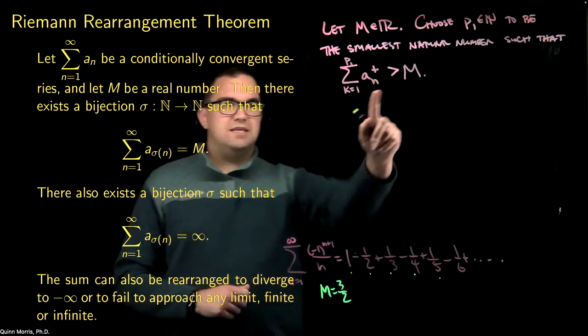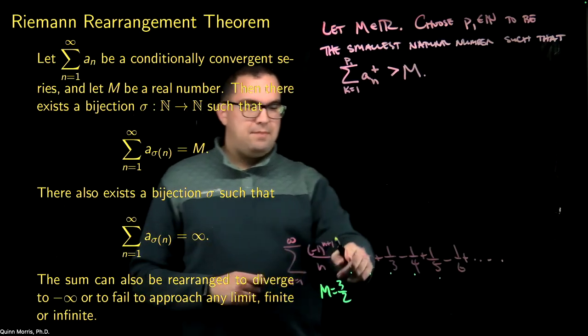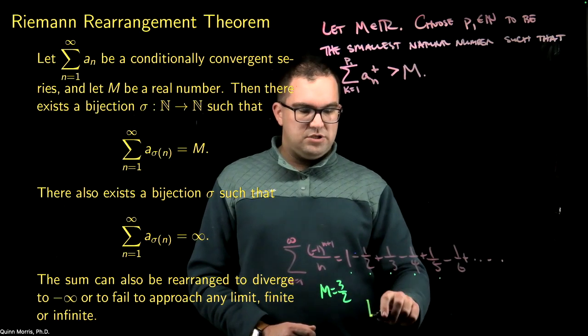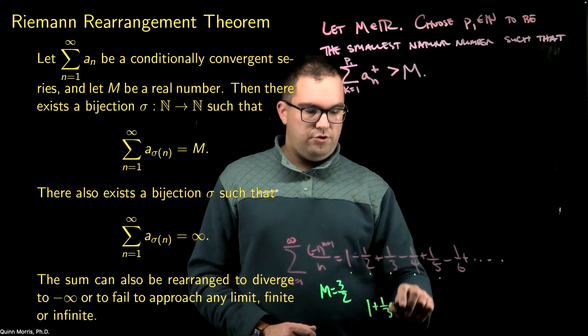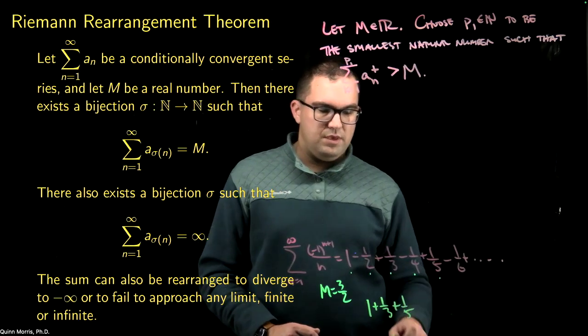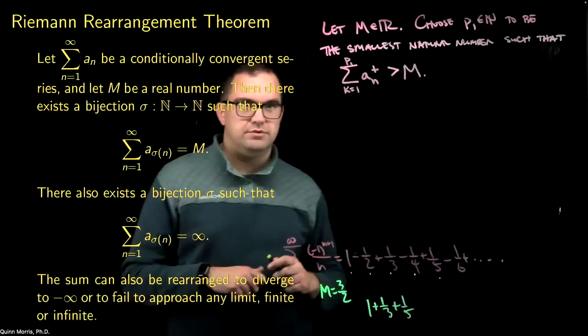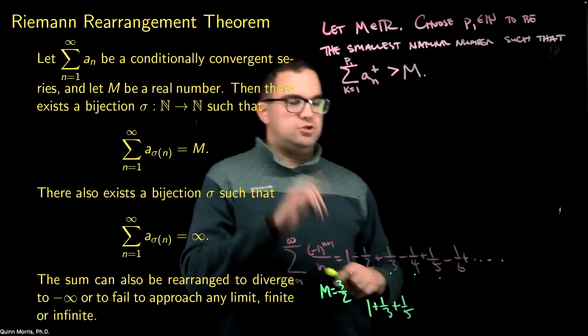So what you do is you basically figure out, I'm going to take my positive terms, and I'm going to rearrange them so that I have 1 plus 1/3 plus 1/5. And yes, technically I have some zeros in there too, but who cares about the zeros? So that's how I'm going to choose P1.